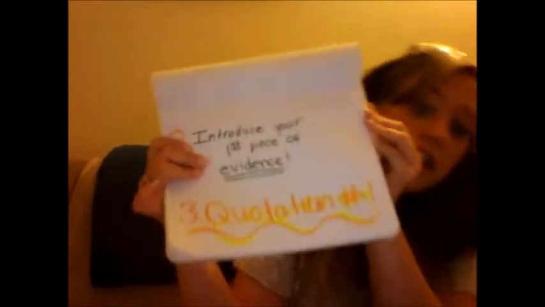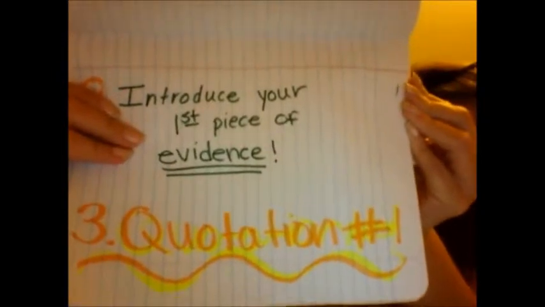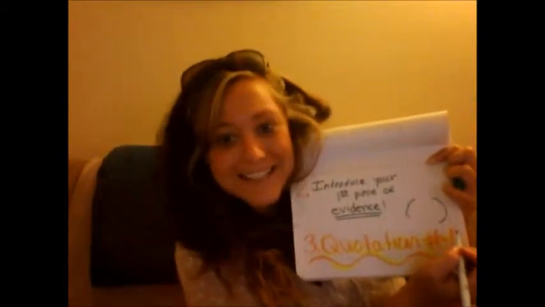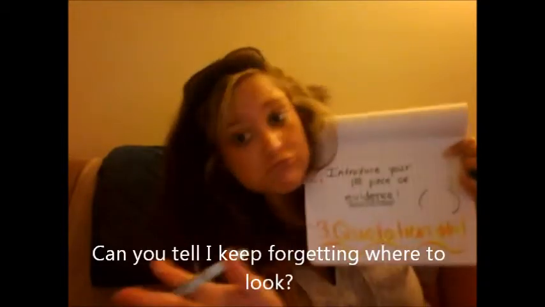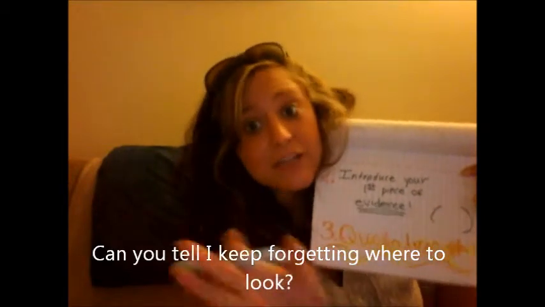Alright, so your third step is to put your quotation number 1 into your answer. You want to cite this MLA style. And what does MLA style mean? Using the parentheses at the end of your answer with your period behind your parentheses. If you stated your author's name inside of your answer, you don't need to put it inside of your parentheses. But if you have not stated it, you do need to put it.